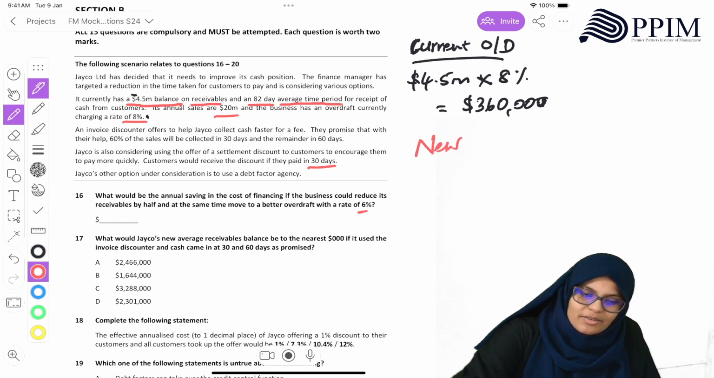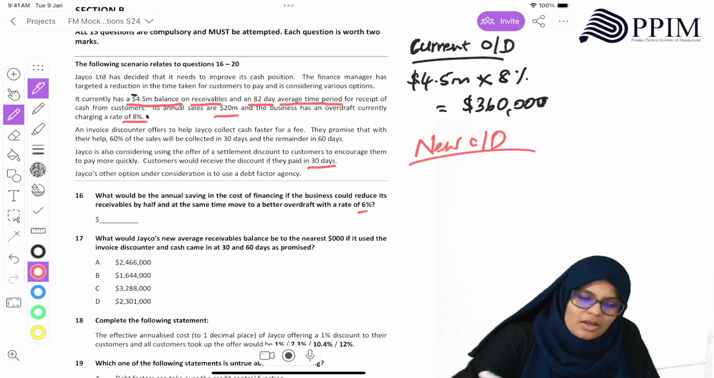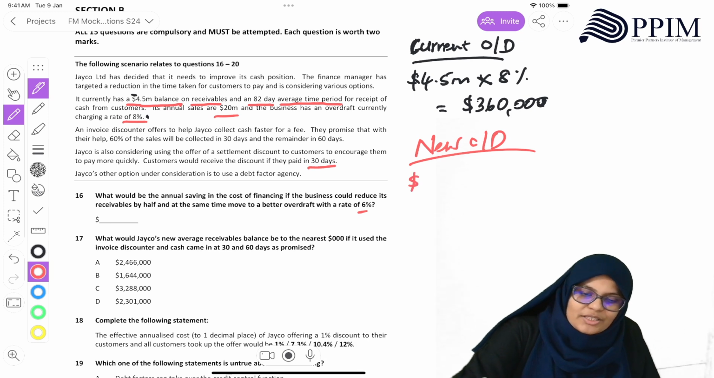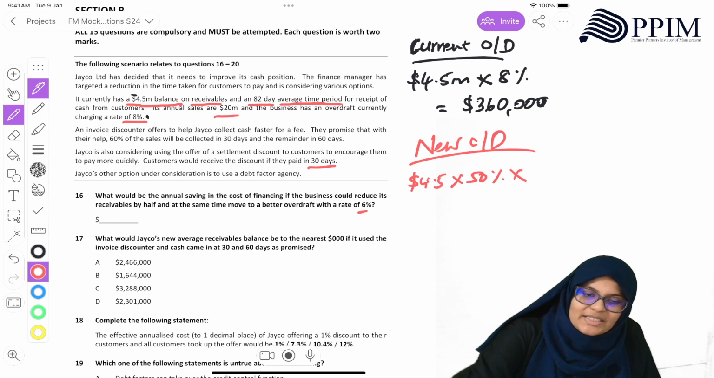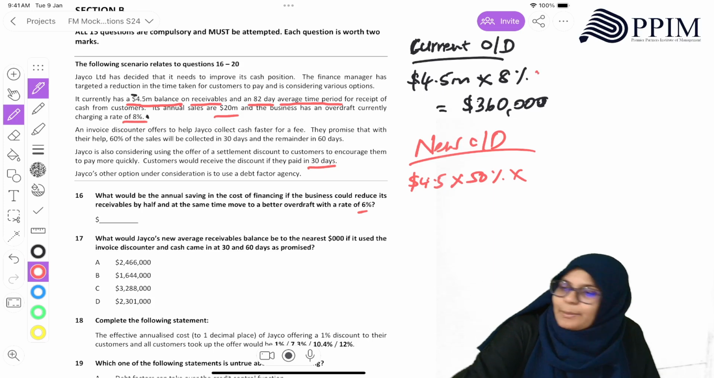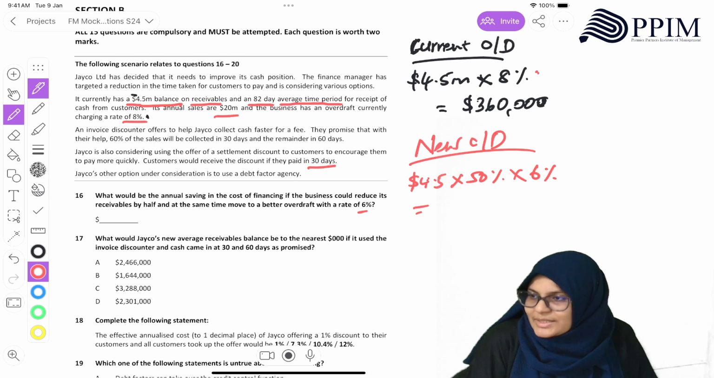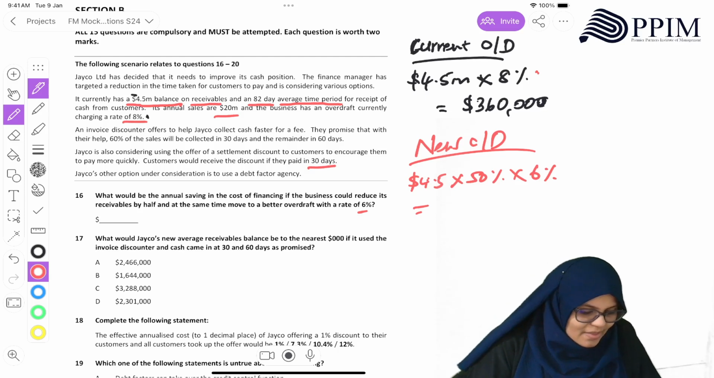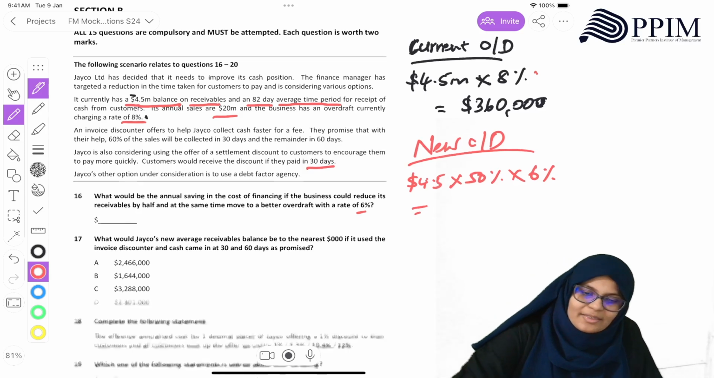Okay. Now let's see what happens in the new scenario. So new overdraft. So they are saying what would be the annual savings if the business could reduce its receivables by half. So this 4.5 million, you have to reduce it by half. So only 50% I have to take. And you are going to move to a better overdraft rate of 6%. So all this while we were calculating based on 8%. They are saying we can get an overdraft rate of 6%. Okay, so 4.5 into 50% into 6%. The new interest will be 135,000.